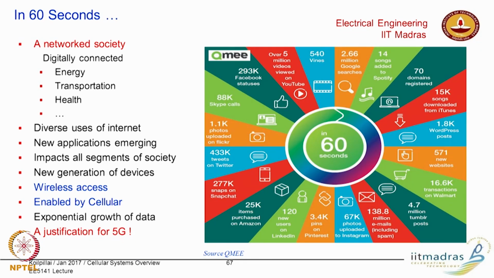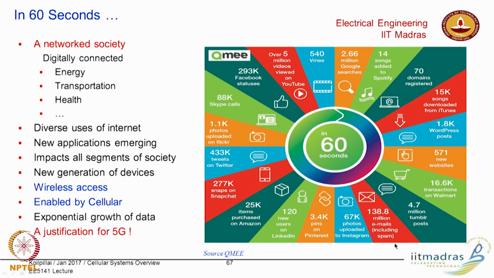60 seconds. In 60 seconds, this is how much information has flowed across the internet. 5 million videos viewed on YouTube by different people, of course, and about 293,000 Facebook status updates, 138 million emails, 67,000 photos uploaded on Instagram, and the list goes on. You can see this list, and it's a sum of all this. Okay, all of these are happening within 60 seconds.